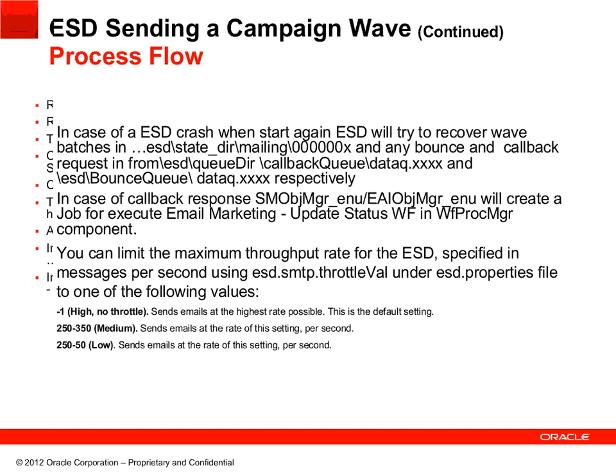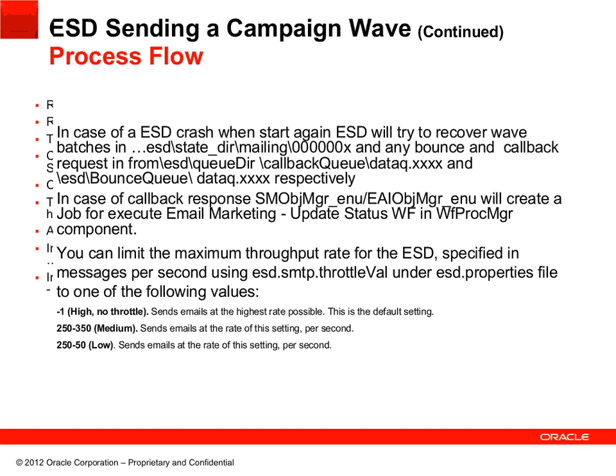-1 means no throttle, and it is very high. This is the default setting, and it sends email at the highest rate possible by your MTA. 250 to 350 is a kind of medium setting, and you can set it to any number between it, and the emails are sent at the rate per second that you have set. Say, for example, if you have set it at 300, it will send 300 emails per second.